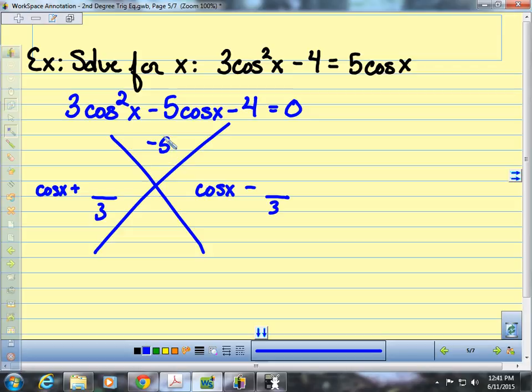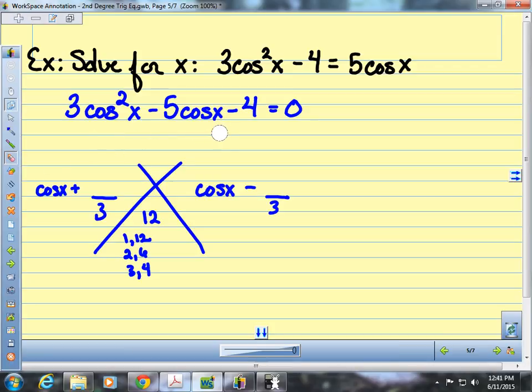My -5. You don't need the negative if you don't want to. And then what goes to the bottom? 12, because 12 is 3 times 4. Okay, so we've got 1 and 12. We've got 2 and 6. We've got 3 and 4. Do any of those subtract to give me a 5? No, I can't do what? I can't factor this one, but I wanted to set that X method up just so we could see a specific example again and kind of refresh ourselves on how we're going to do this. We're going to solve this by how? Completing the square? No, it's going to look ugly with trig.